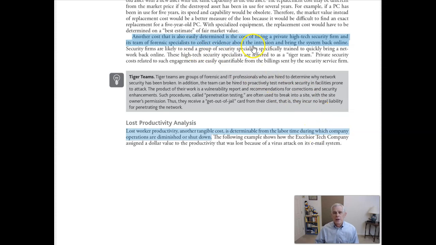Also, another cost is the cost of hiring a private high-tech security firm and a team of forensic experts, specialists, to collect evidence about the intrusion. So again, if you have the attack happen, you could be paying a lot of money to a lot of people to find out what happened, let's stop it, and let's prevent it happening in the future. Lost productivity analysis. This is another loss. If an attack happens, then if people cannot do their job in the company, that's lost productivity. You need to capture that and show that as part of the loss as well.